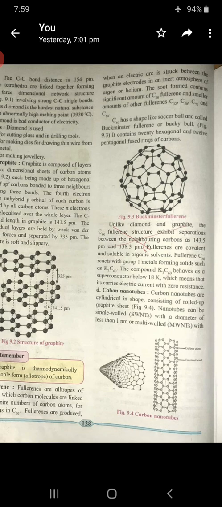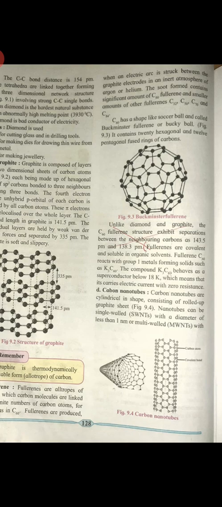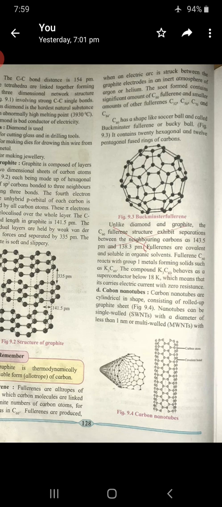Okay, it contains 20 hexagonal rings and 12 pentagonal fused rings of carbons. Hexagonal means a ring containing 6 carbons, and pentagonal means a ring containing 5 carbons. Buckminster fullerene or buckyball contains 20 hexagonal rings and 12 pentagonal fused rings of carbons.